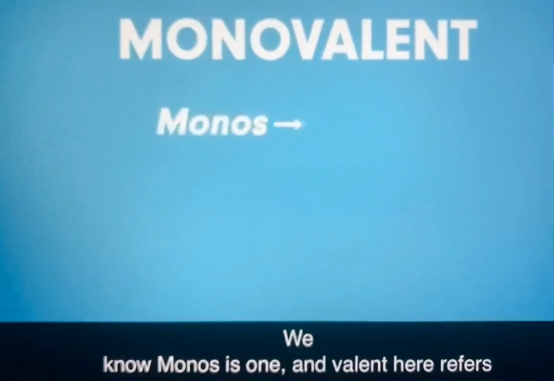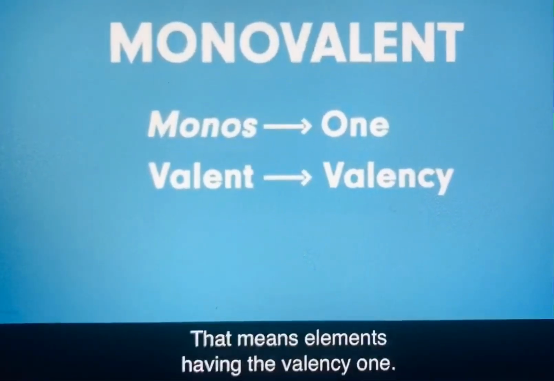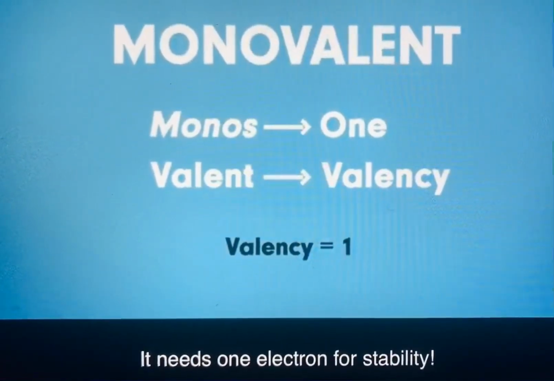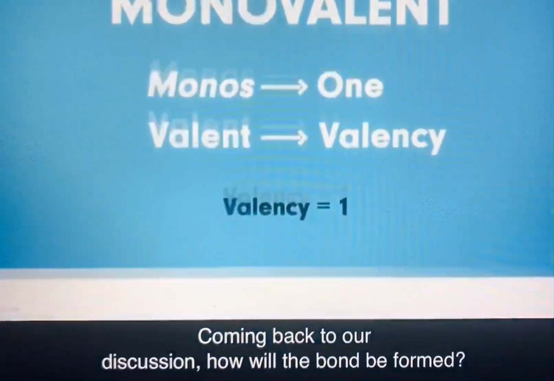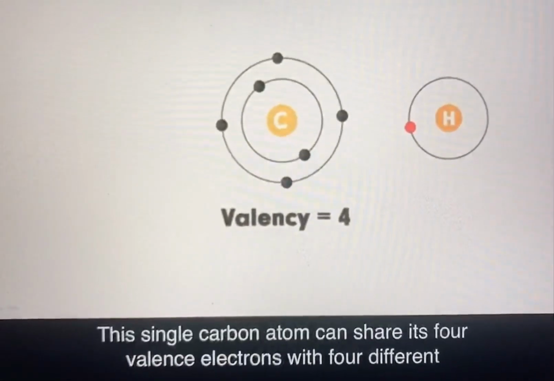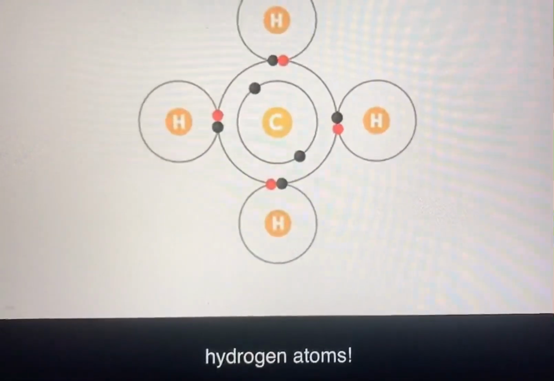We know mono is 1 and valent here refers to valency. That means elements having the valency 1. It needs 1 electron for stability. Coming back to our discussion, how will the bond be formed? This single carbon atom can share its 4 valence electrons with 4 different hydrogen atoms.